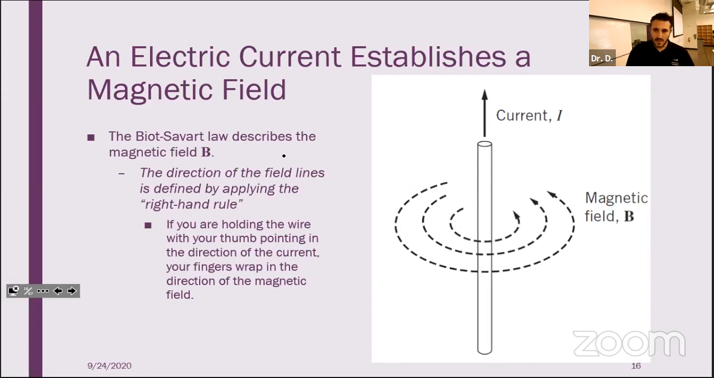Now, because this deals with the right-hand rule, it tells us something. It tells us that the magnetic field is the cross product between current and something else. How do I know that? Well, it's perpendicular to those two things. That's what the right-hand rule would tell us.